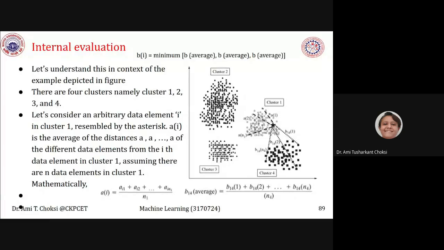The cluster is a black holder, right? So what does that mean? It is showing us the way it is done, giving us the visualization. Fine, okay. So in the figure we are showing cluster 1, 2, 3, 4. Let us consider an arbitrary data element, say i, in cluster 1, where in cluster 1, A i is being shown.